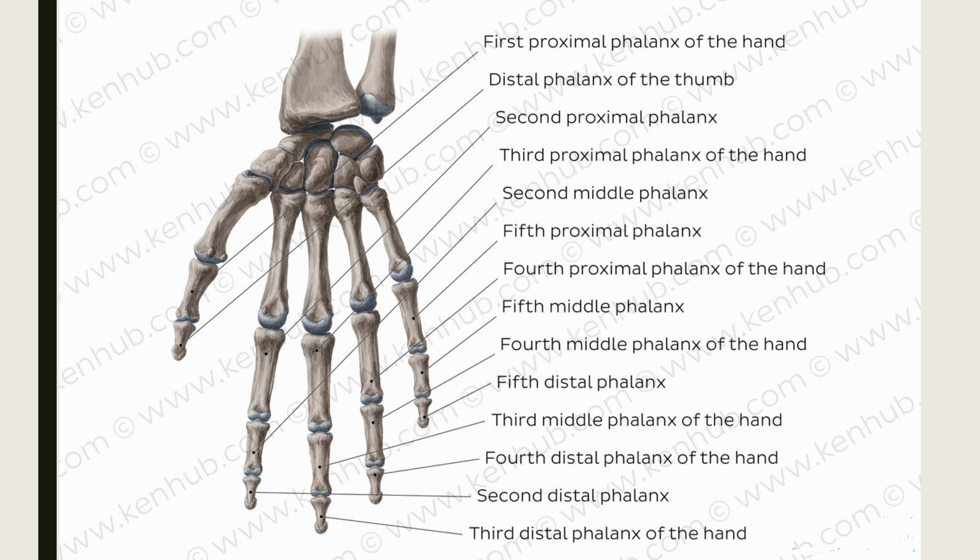There are a total of 14 phalanges, with 3 in each finger and 2 in the thumb. The 3 phalanges are the proximal, middle, and distal phalanges. Between each phalanx are metacarpophalangeal joints, proximal interphalangeal joints, and distal interphalangeal joints.